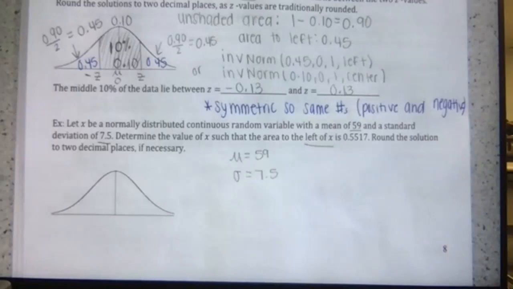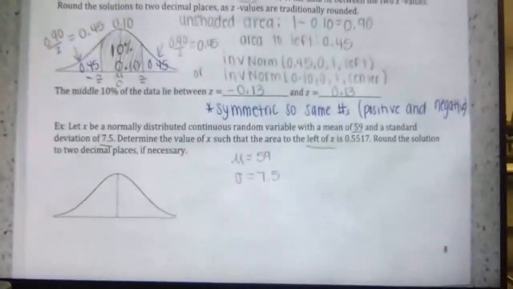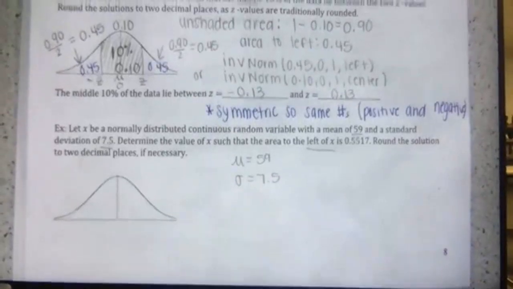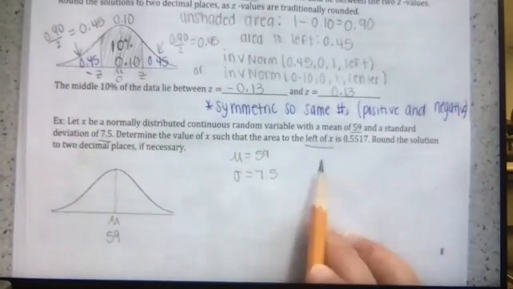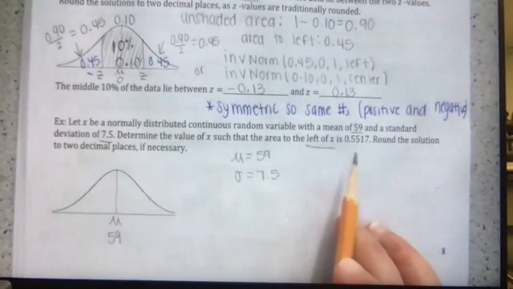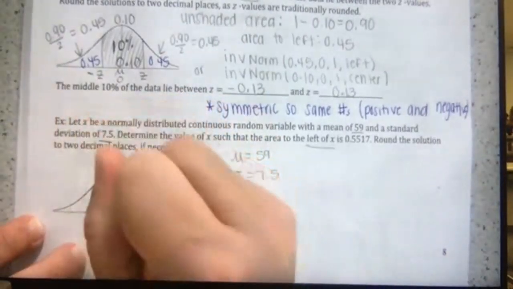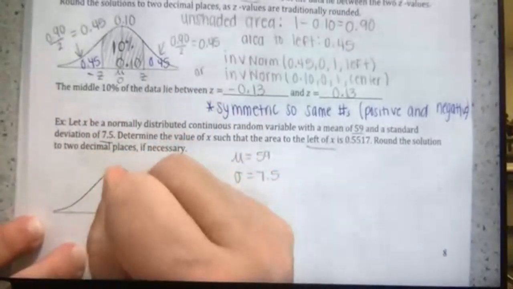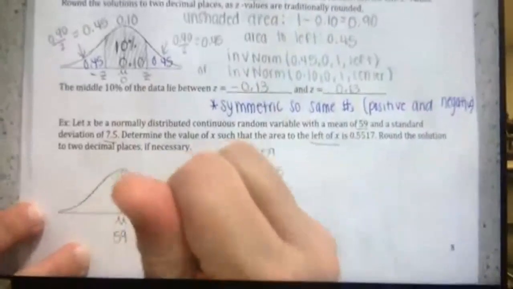This is kind of nice, just like normal. So in the middle is our mean, which is 59. The area to the left is bigger than 0.5. It's 0.5517, so it's more than half. So I know it's going to be to the right of our mean. So our x value is going to be bigger than 59.